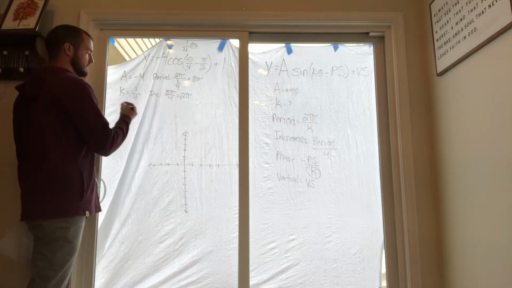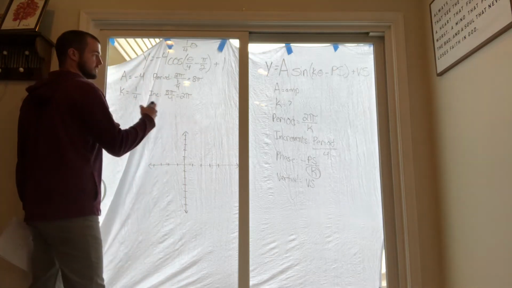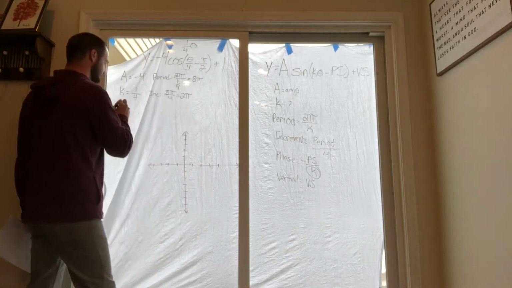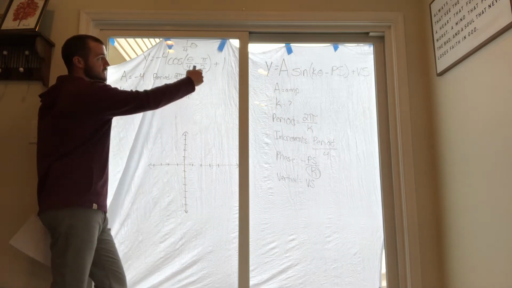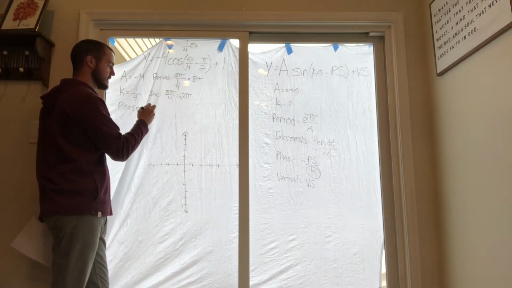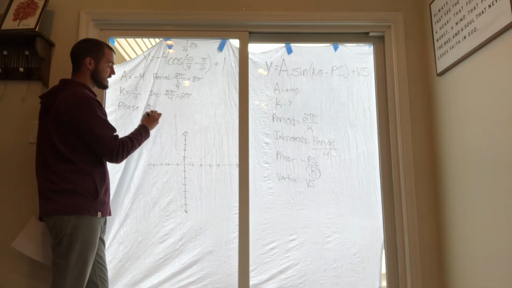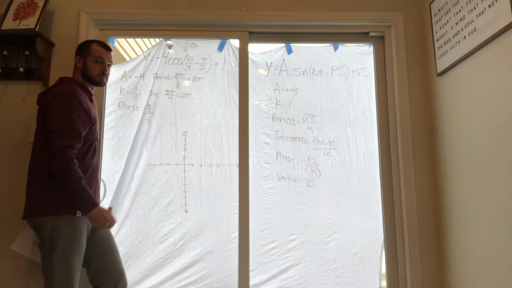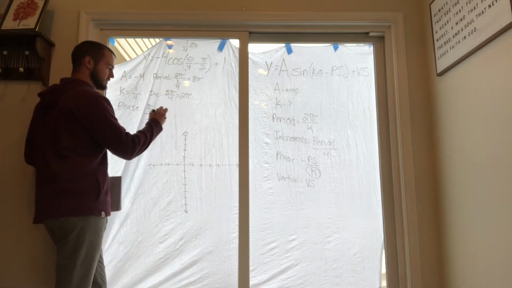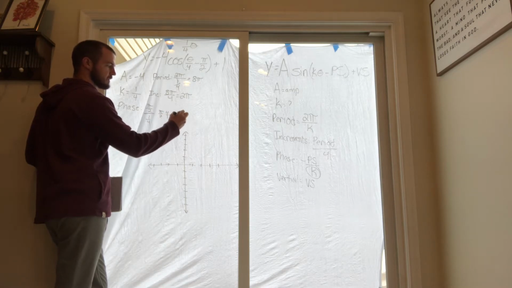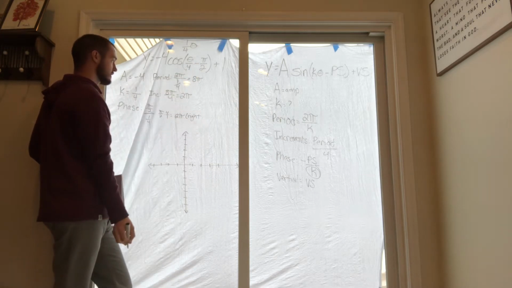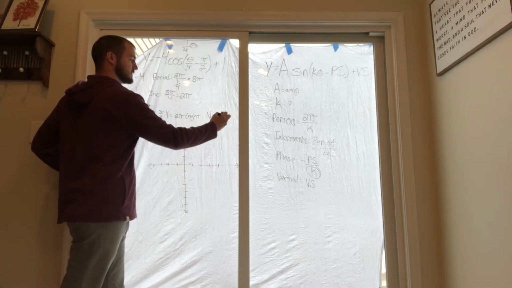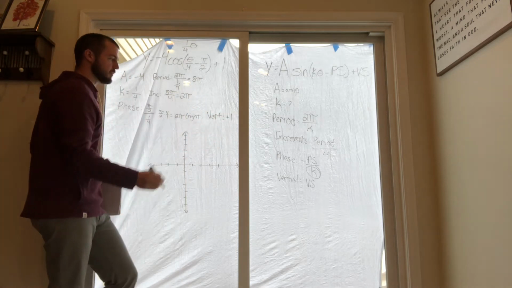Okay, your phase shift, we'll do it over here. You've got pi over 2, which you are going to now divide by 1/4. So pi over 2 times 4 over 1 would get you 2 pi. And because it's a negative, that means we're going right. Okay, and our vertical shift is +1, or up.